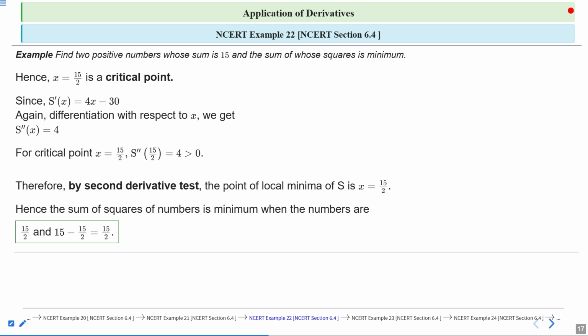Clear? Hence, the sum of squares of the numbers is minimum when the numbers are 15 by 2 and 15 by 2. Okay, hope you all understood this. Let us move to the next question.